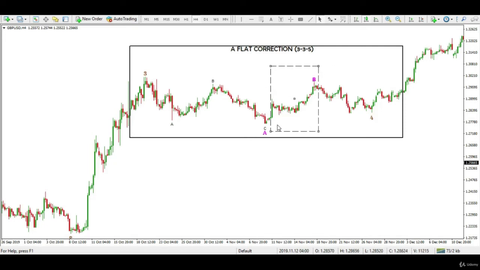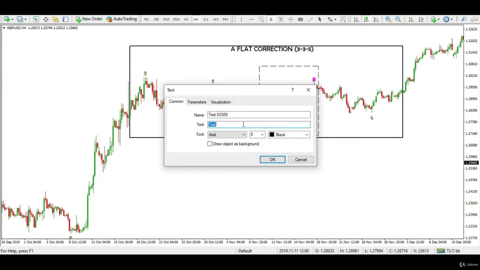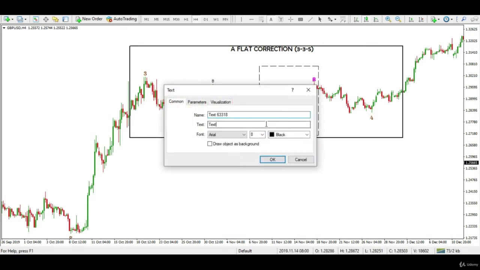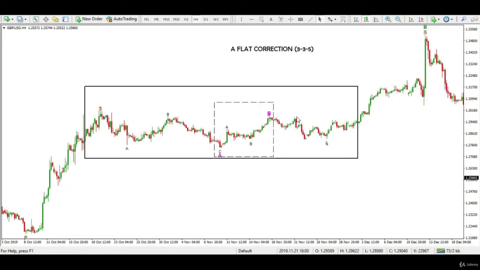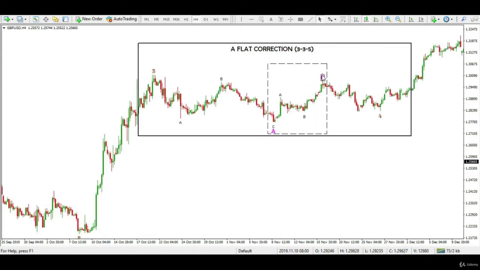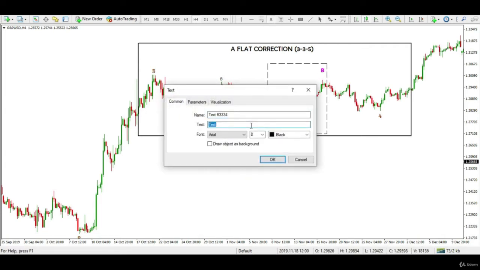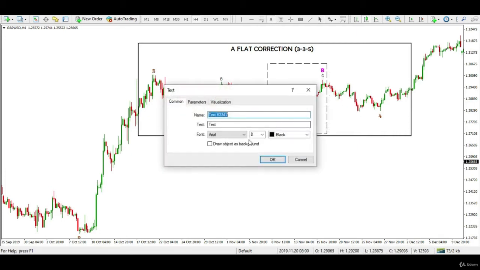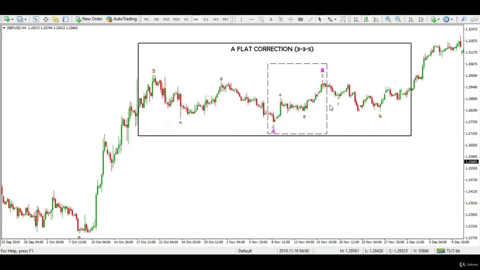Next step is to label the subwaves of wave B, which always unfolds in 3 waves in all types of corrections. Finally, we label the 5 wave sequence in wave C of this correction.